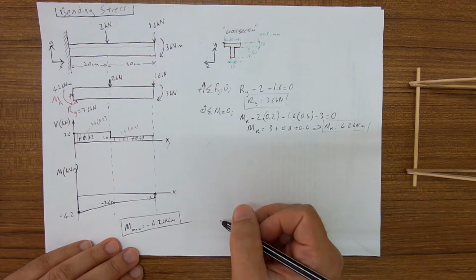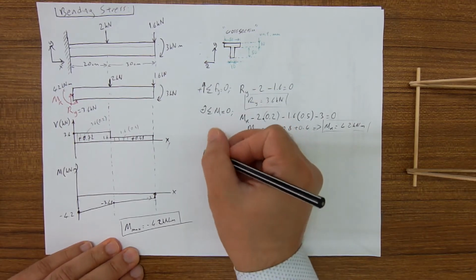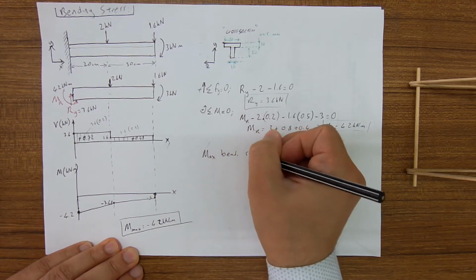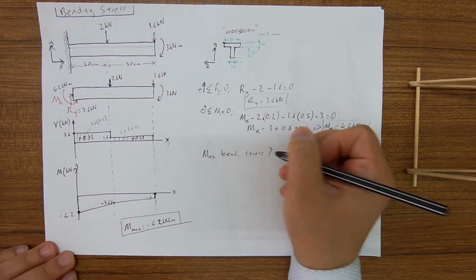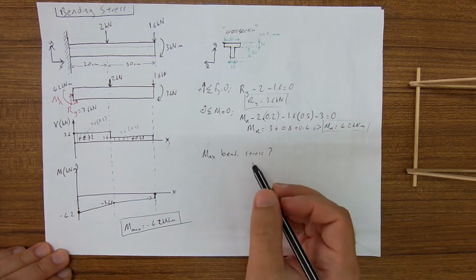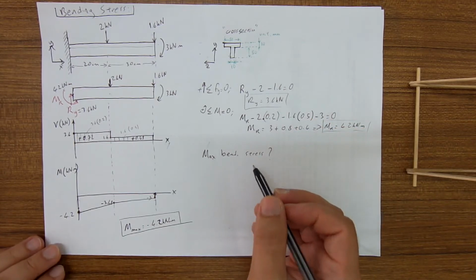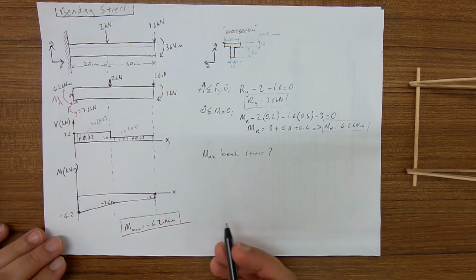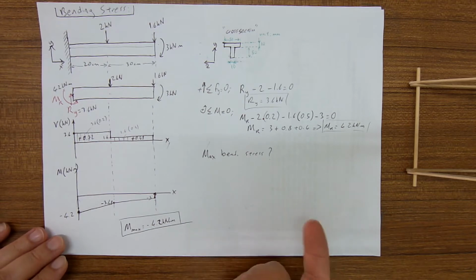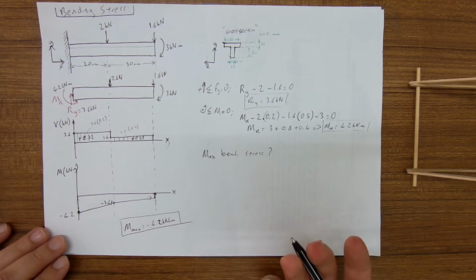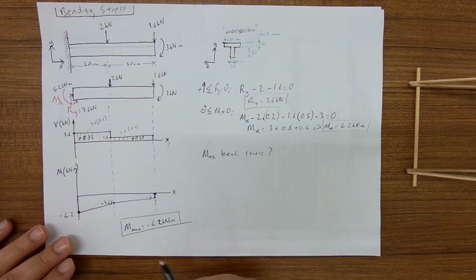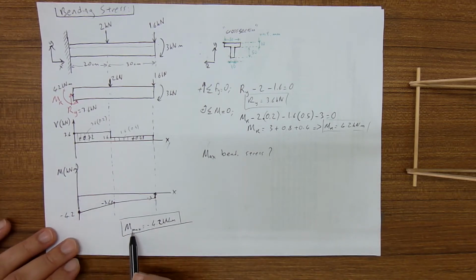Now I want to find what the maximum bending stress is. Why do I want to find this? Because if this beam is going to fail by a normal stress, it will fail from this point, from where the maximum moment is.